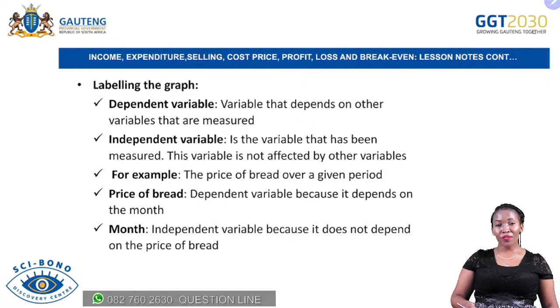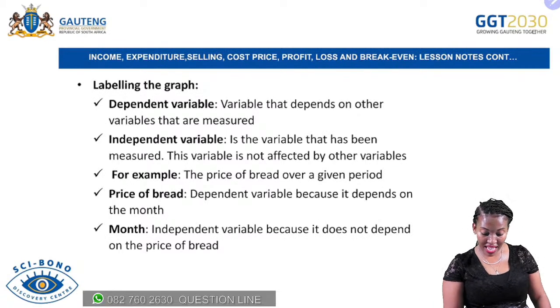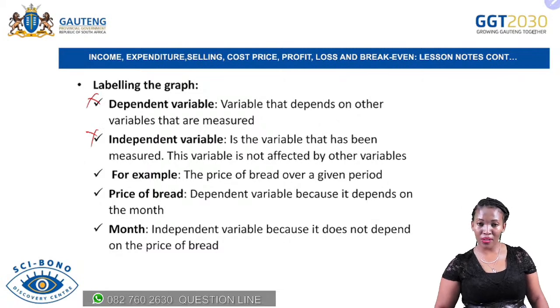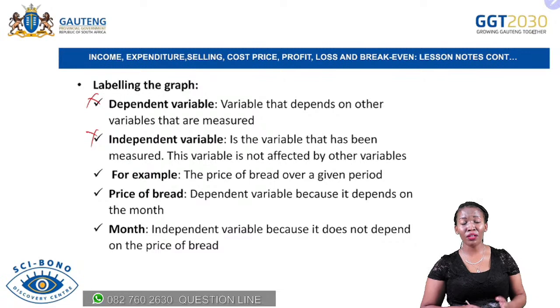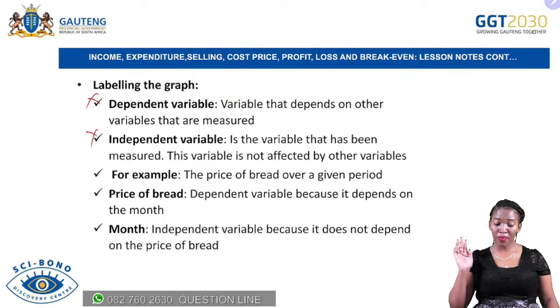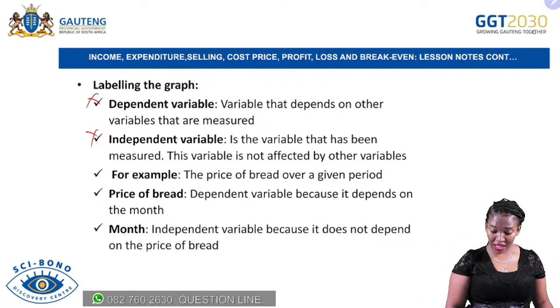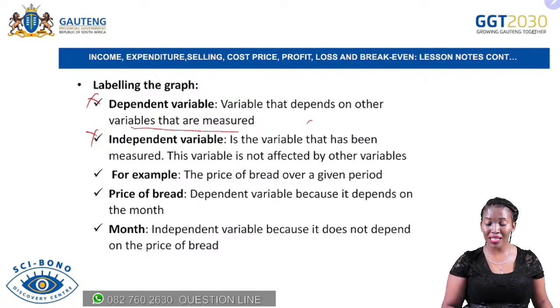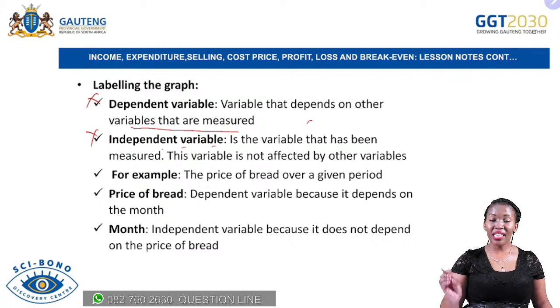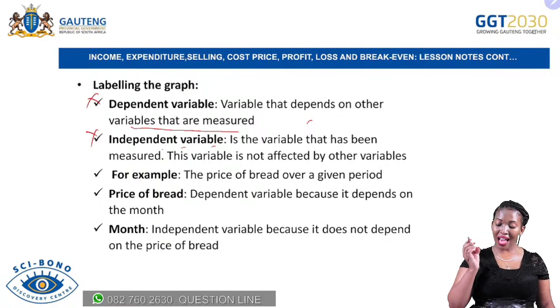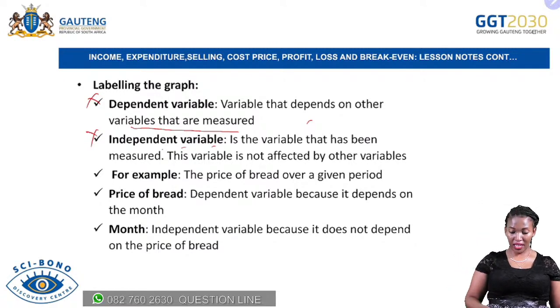And then, labeling of the graph, guys, we've got the dependent and the independent variables. I know you did this section in length in grade 10 and 11 when we were doing patterns and relationships. Your dependent variable is the variable that depends on other variables that are measured. And then your independent variable is the variable that has been measured. This variable is not affected by the other variable.